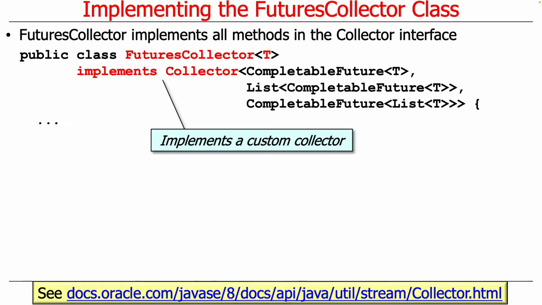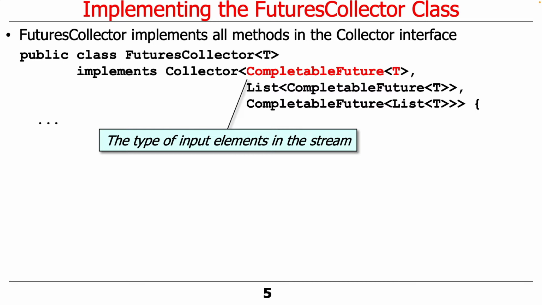So the FuturesCollector class implements all the methods defined in the Collector interface. So it's basically implementing a custom collector. There's three parameters that are passed to a collector. The first is the type of input elements in the stream that we're processing, which in our case will be a stream of completable futures to elements of type T, which for us is a BigInteger, but this is a generic reusable FuturesCollector class, so we make it T instead of BigInteger.